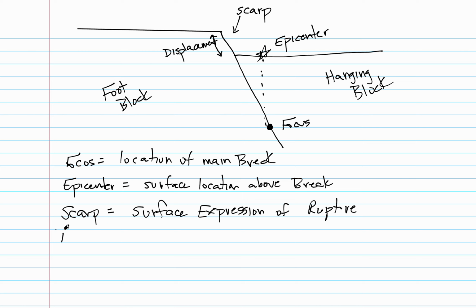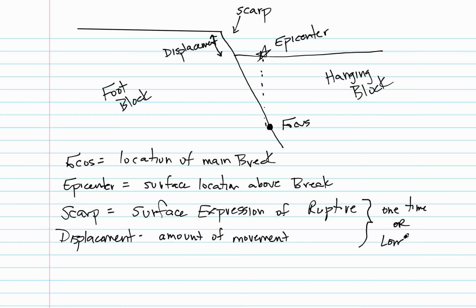And displacement, this is the amount the two sides are moved. What's the best way to say this? Let's just call this the amount of movement. And when we talk about scarp and displacement, we could be talking about it as a one-time event from one earthquake, or we could talk about it as a long-term, what has happened over the last 1,000 years.